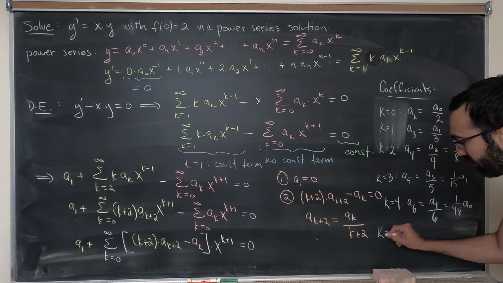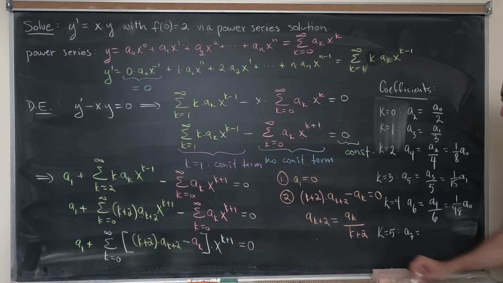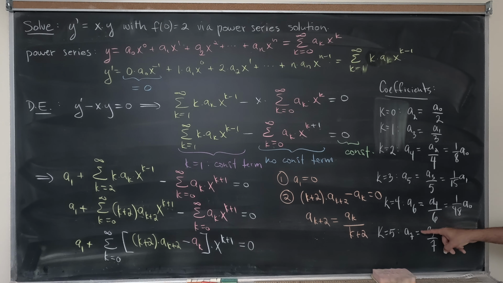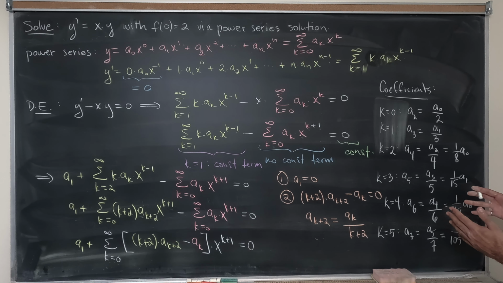And we'll do one more here for k equals 5. This tells us that a sub 7 equals a sub 5 divided by 5 plus 2 is 7. But a sub 5 is a 15th of a1. And a 15th of a1 divided by 7 is 1 over 105 of a1. Okay, good. So now we have a sort of pattern, or at least we can see what some of our coefficients are in terms of a naught and a1.